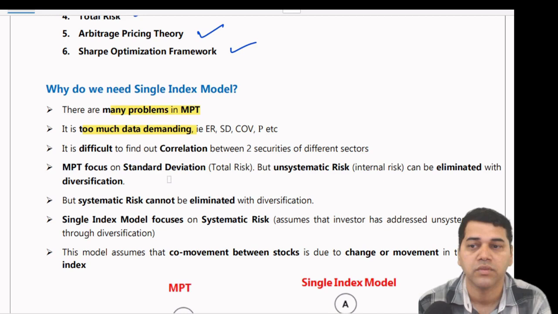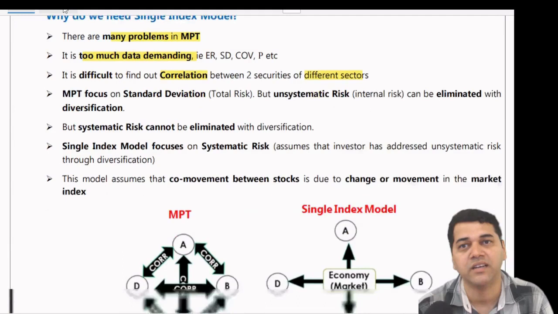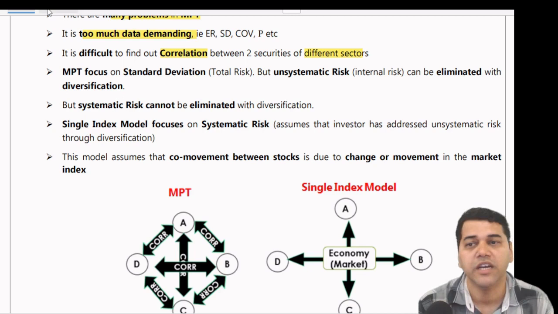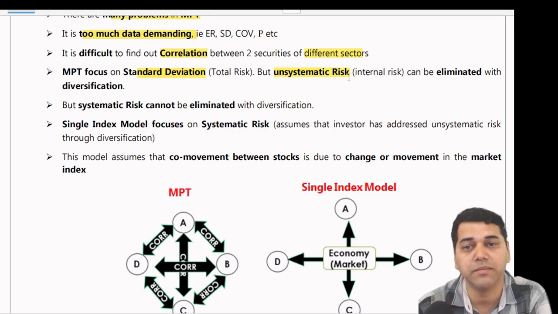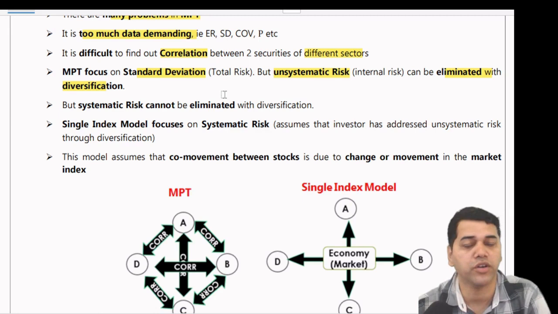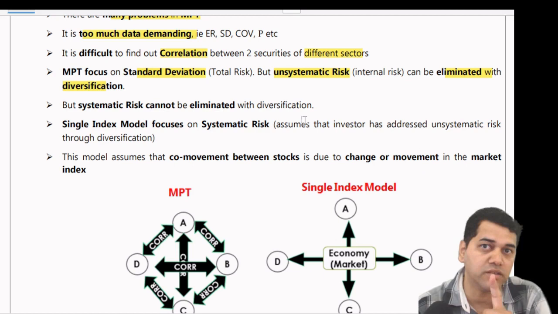It is too difficult to find the correlation between two securities of different sectors. Technically it will show you statistically, but really, is there a correlation or not? It becomes very difficult. And they focus on the standard deviation, but unsystematic risk or internal risk, you can eliminate by your diversification. But MPT is focusing on the standard deviation. Standard deviation means the total risk. That means they are not giving focus to the systematic risk. Systematic risk cannot be eliminated with diversification. So your focus should be on the systematic risk.